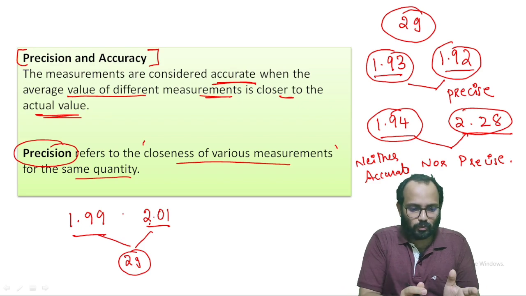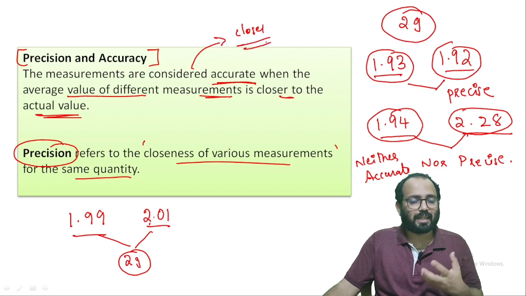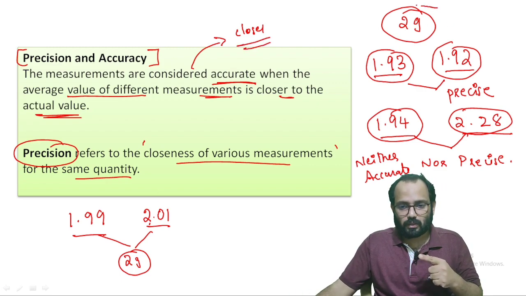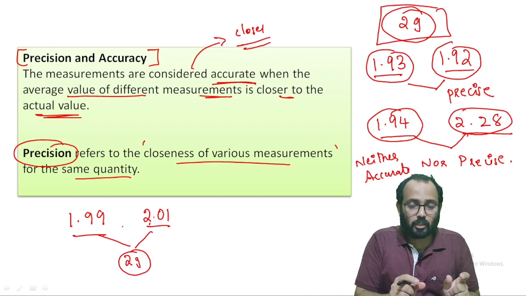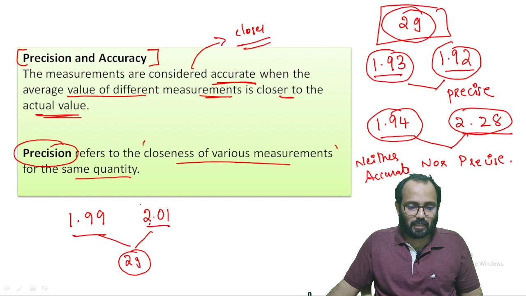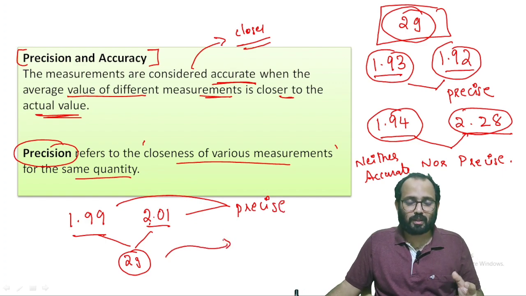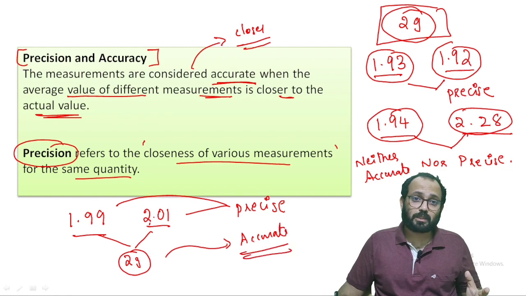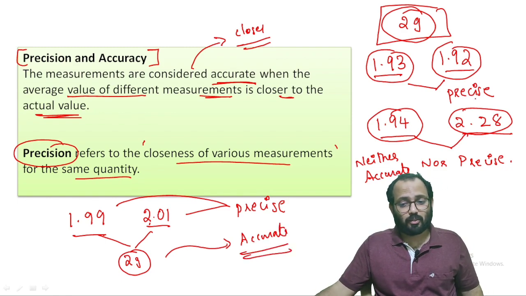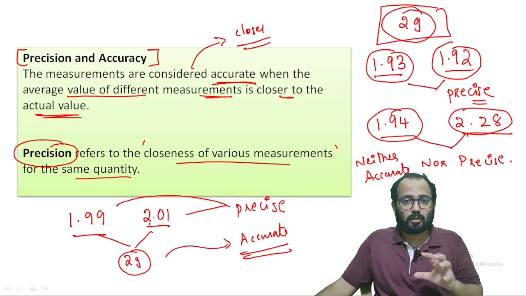Yes, it's very close. It is not only the average. If it is closer, then we can say that this is accurate. The true value is 2 gram, and I got two measurements very close to 2. So we can say that these two measurements are precise, and their average is 2 gram, so they are accurate. So my measurement is accurate and precise, and your measurement is not accurate but precise. Somebody else is measuring, it is neither accurate nor precise.